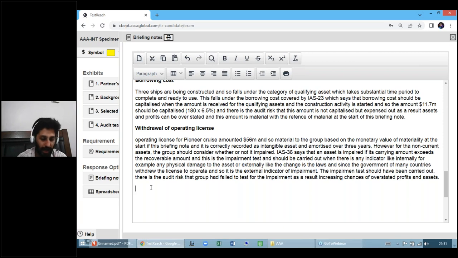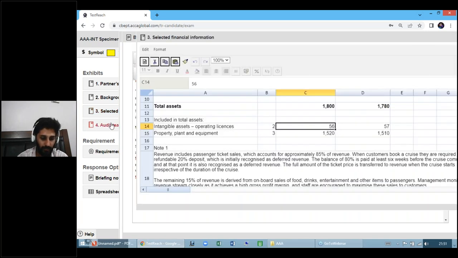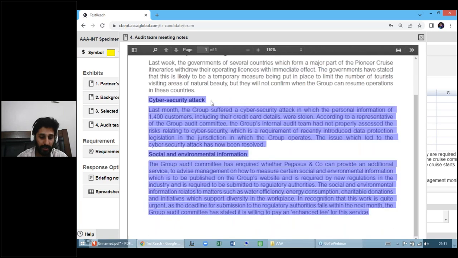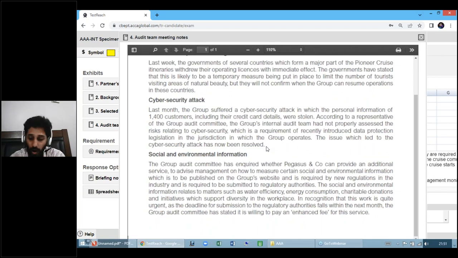Now let's move ahead to another piece of information. It's a cyber security attack. I am giving you a 1 minute window to read this information. Only cyber security, not the social and environmental information, not at all. You must read only the cyber security attack information. It is basically the control risk.